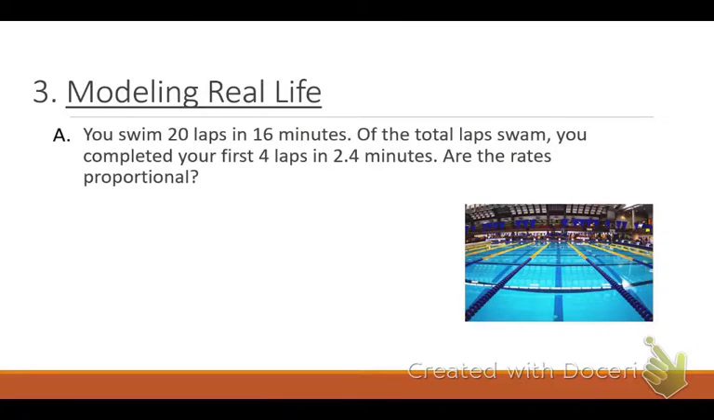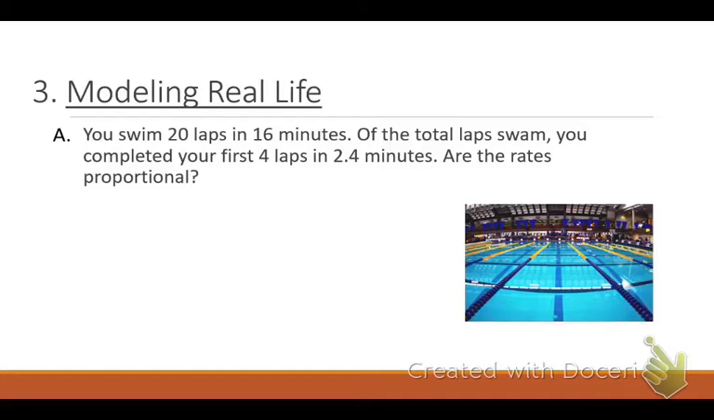Okay, modeling real life. You swim 20 laps in 16 minutes. Of the total laps swam, you completed your first 4 laps in 2.4 minutes. Are the rates proportional? Raise your hand if you know how to swim. How many of you have ever raced on a swimming team? Back in high school, I was on the swim team in 9th and 10th grade, so I can understand this right here.